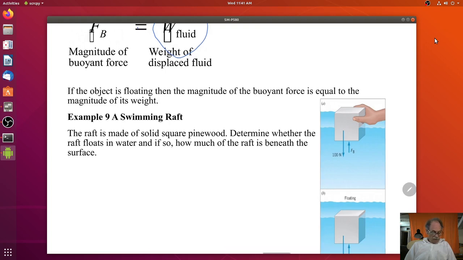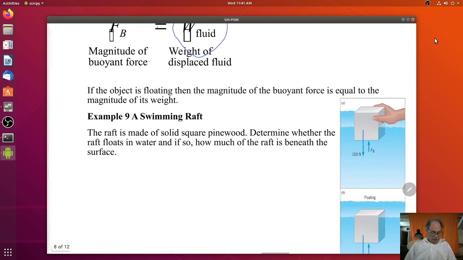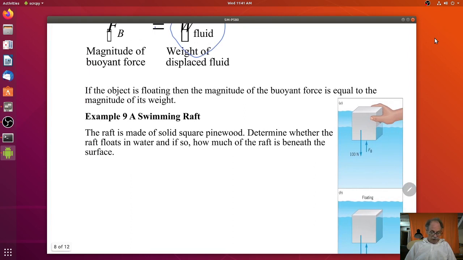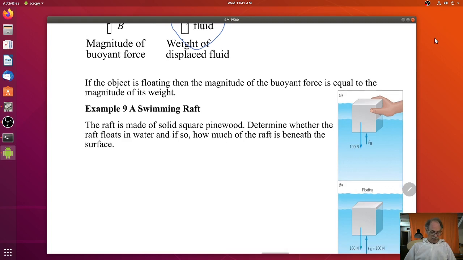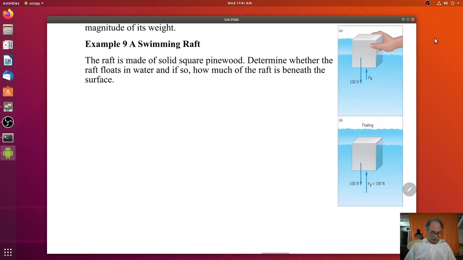Okay, so assuming a raft is made up of solid square pine wood, determine whether the raft floats in water. Well, I know what it does because I've thrown a piece of wood in a bucket of water before and it floats. Determine whether the raft floats, and if so, how much of the raft is beneath the surface.